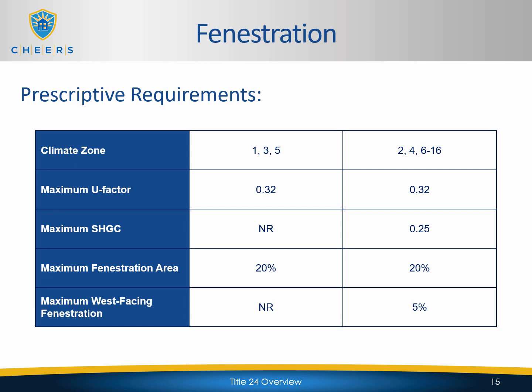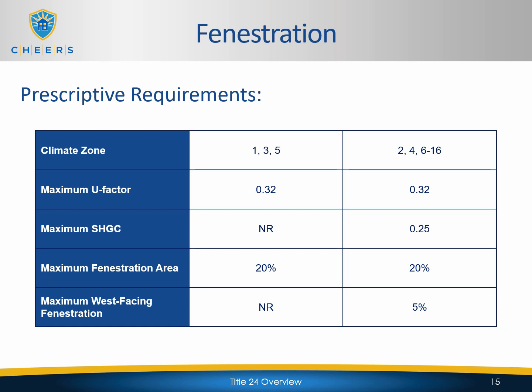0.25. Now, prescriptive requirements basically means that they can be changed if they're going to be using the performance method. So that means that the 0.32 and the 0.25, the Title 24 analyst can choose to go above those values, but nonetheless, they will not be able to go above 0.58 because that's the mandatory maximum. So nobody will ever be able to go above 0.58, even if they're using the performance method. But nonetheless, these are the prescriptive requirements.